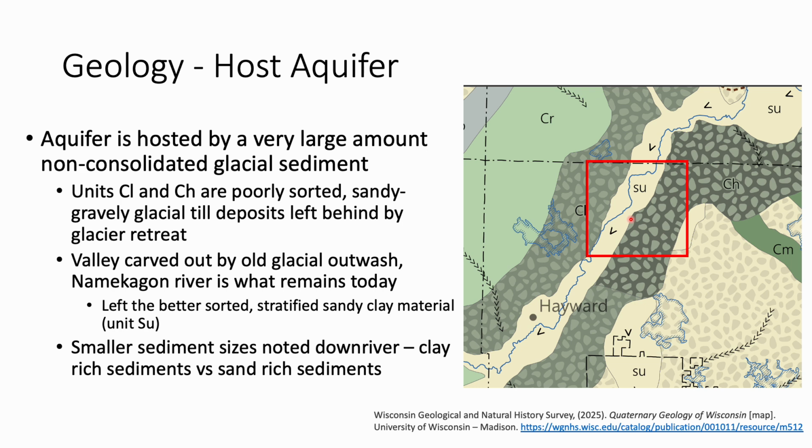And then in the middle here, we see this SU unit. And this is going to be that valley that was carved out by basically glacial outwash. And you can see the Namekagon River is what remains of that outwash stream today. So that's pretty interesting. Also, another cool thing I like to point out is that there were some smaller sediment sizes, like more clay-rich sediments towards the bottom end of the river, and some more sand-rich sediments up towards the top end of the river, which is what you'd expect to see.